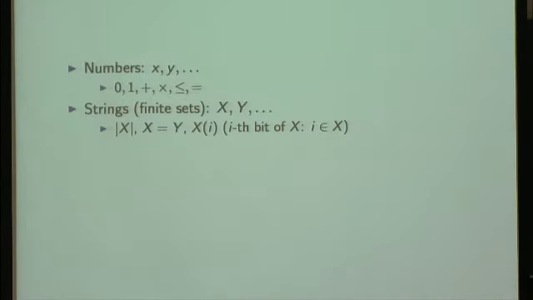Here are the details of Zambella's two-sorted vocabulary. There are two sorts, the number sort and the string sort. Numbers are given by lowercase letters, and we have all the necessary functions for numbers: 0, 1, plus, times, inequality and equality. Strings are really finite sets, so they are denoted by uppercase letters. The only string function that we have is the length function. We have equality for strings, and we also have the membership predicate, which can be interpreted as a bit predicate.